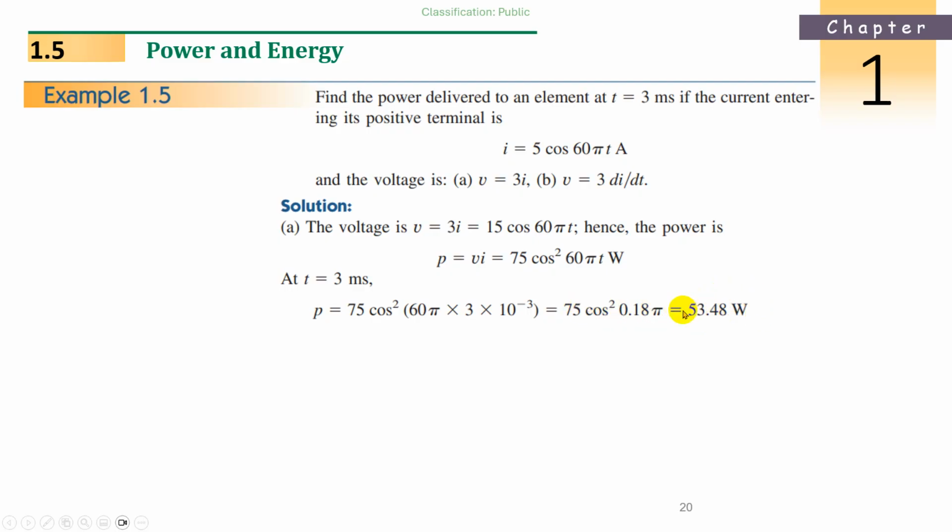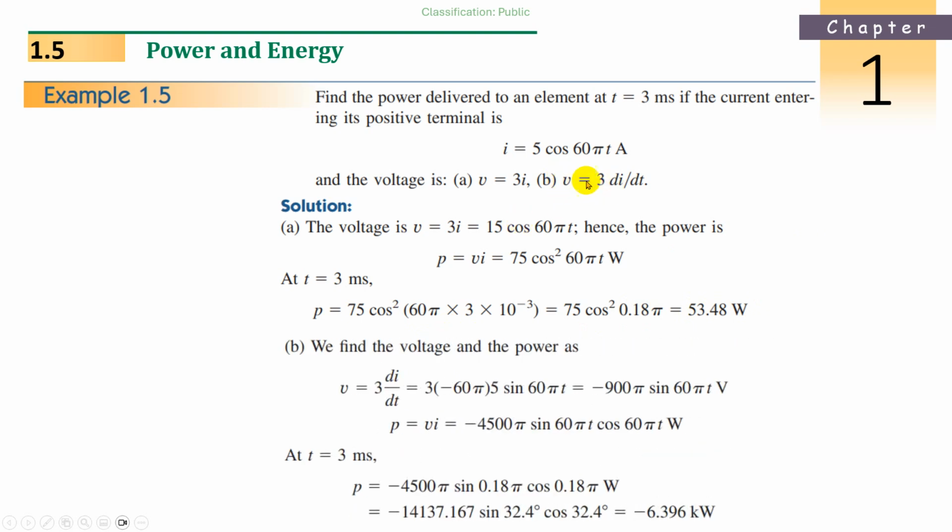So you will get some value, that is 53.48. How will you get the value? First find the cos of 0.18 into pi. Okay. Then square it. What is a cos square? It is cos power square. Once you get the cos value, then make it whole square. That is the one. Next.